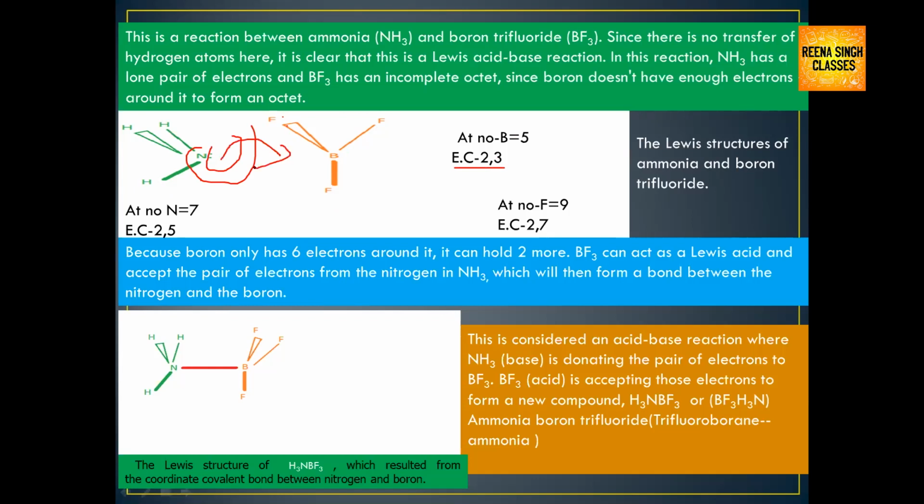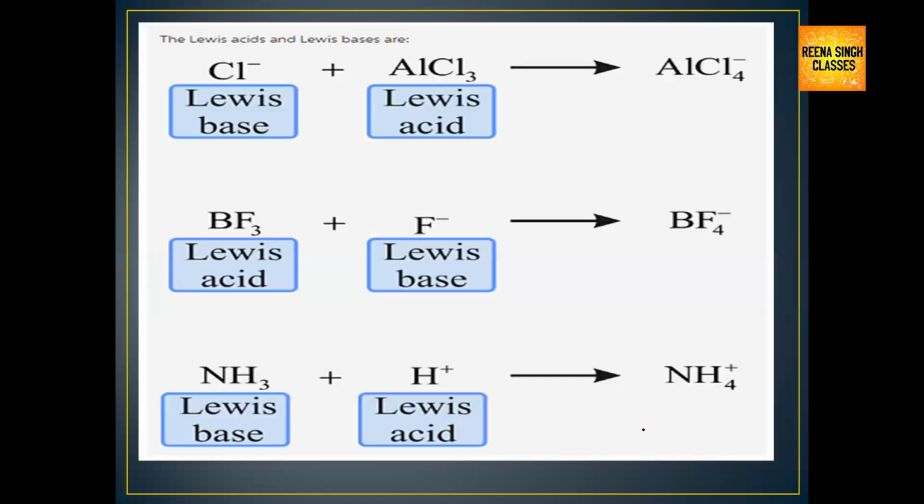Because it is accepting a pair of electrons, it behaves as an acid, and ammonia is giving a pair of electrons. So a new compound forms. The new compound's name is ammonia boron trifluoride. There are a few examples. You go through them, and formation of a new compound takes place.